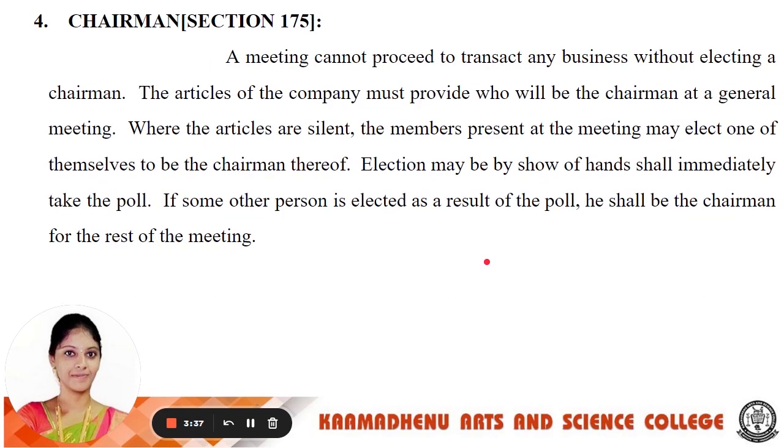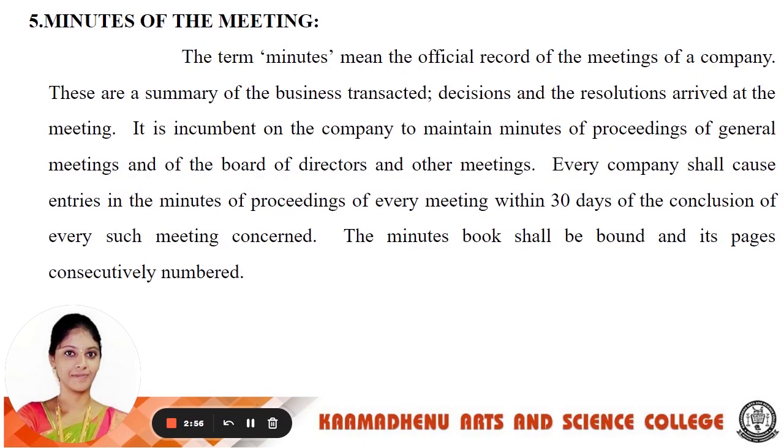The next one is Chairman, Section 175. A meeting cannot proceed to transact any business without electing a chairman. The articles of the company must provide who will be the chairman at the general meeting. Where the articles are silent, the members present at the meeting may elect one of themselves to be the chairman thereof. Election may be by show of hands, unless a poll is demanded, in which case the chairman shall immediately take the poll. If some other person is elected as the result of the poll, he shall be the chairman for the rest of the meeting. The next requisite is minutes of the meeting.